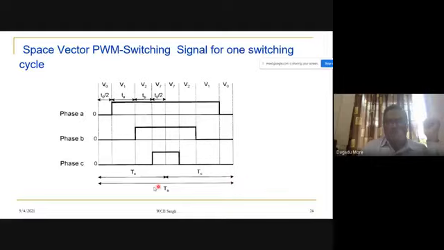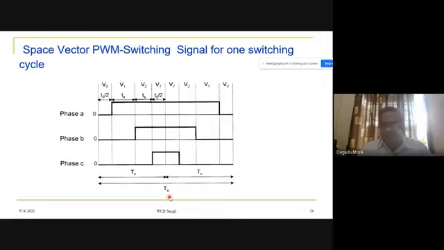So this is our TS, the time period corresponding to a step of 0.5 degrees. So for 0.5 degrees, how much time? It is 1 by Fs. You will get this TS, and this TS is divided equally into 2 TC. TC plus TC will be equal to TS.